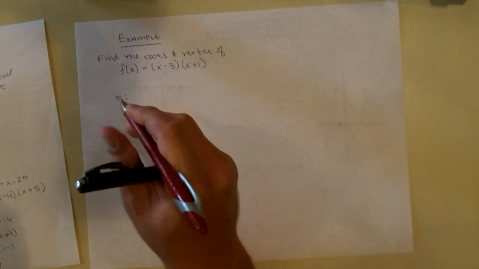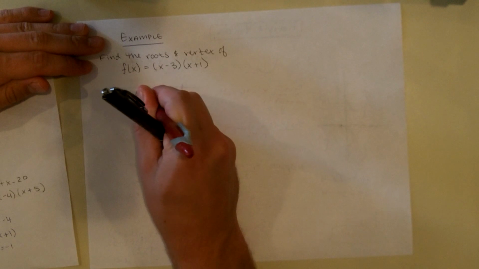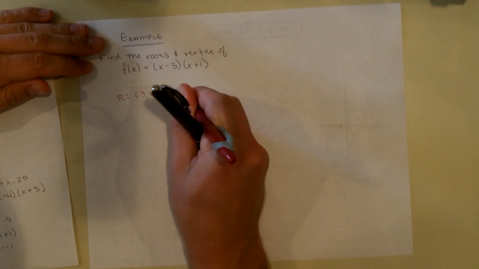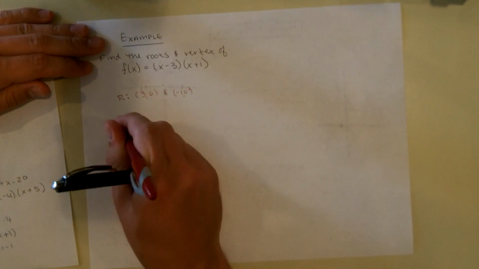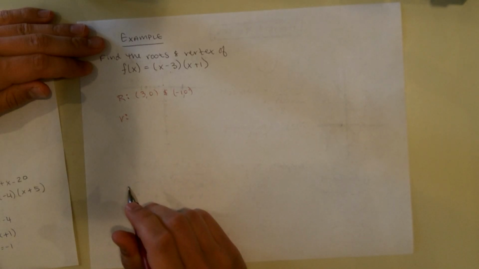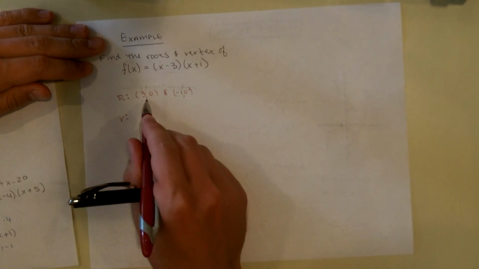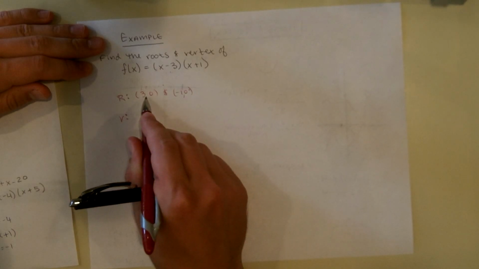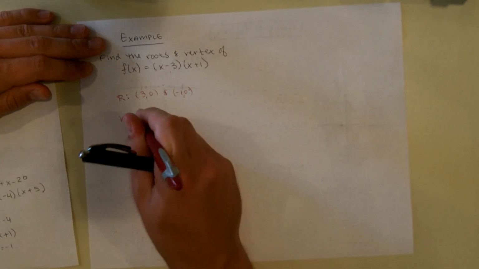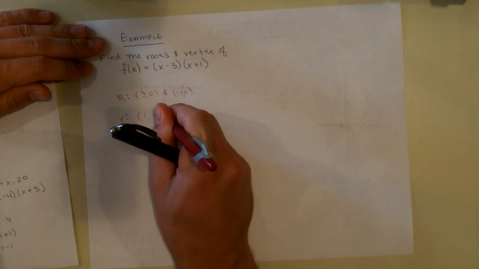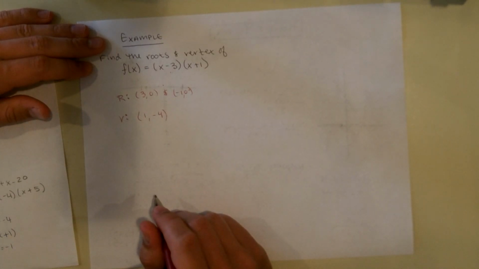The roots should be 3 comma 0 and negative 1 comma 0. Alright, so you're setting each of these equal to 0 and then solving. And then the vertex, you should have found a distance of, let's see, 2. So these are 2 apart. Or if you go 2 from 3, 0, if you go 2 from negative 1, you're going to be at the same line of symmetry. So your vertex, the point should be 1 comma negative 4. Okay? So that's our little example.